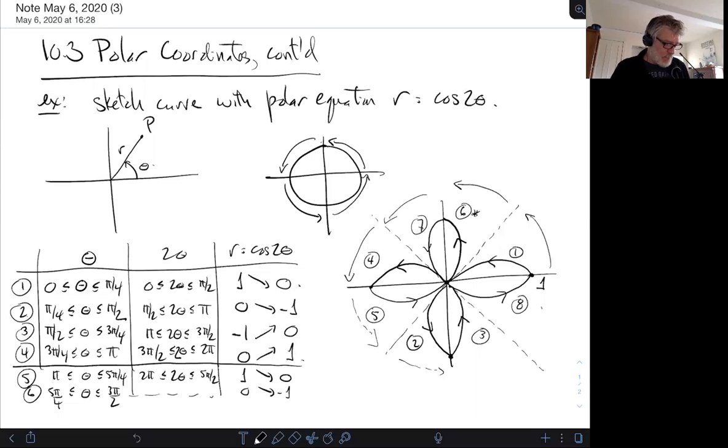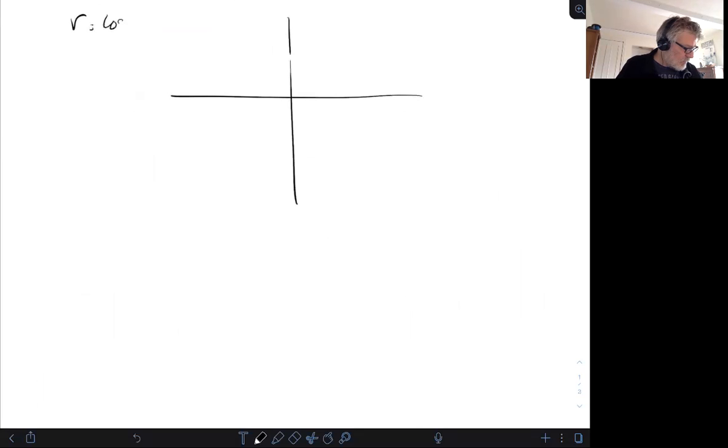I'm going to change slides. I'll just redraw it. So this is r equals cos 2 theta. This is the four-leaved rose.